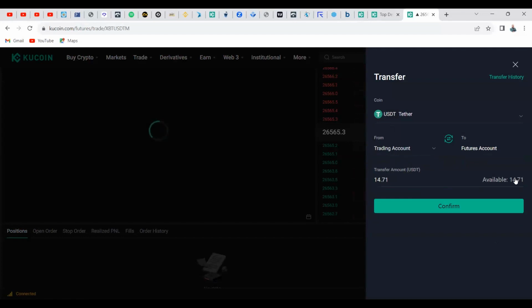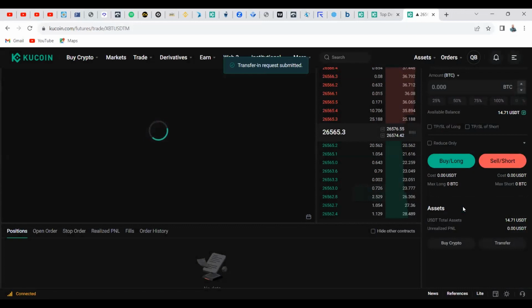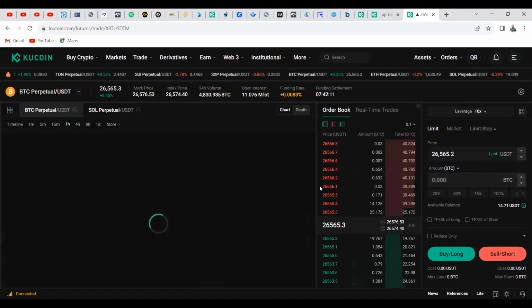I just click on this button on the left of my mouse, by clicking where it says available, on that balance over there. Okay, and then I click on confirm. By clicking on confirm, now I have 14.71 USDT in my futures account. Now this is very important, because what I'm going to mention here is absolutely important.